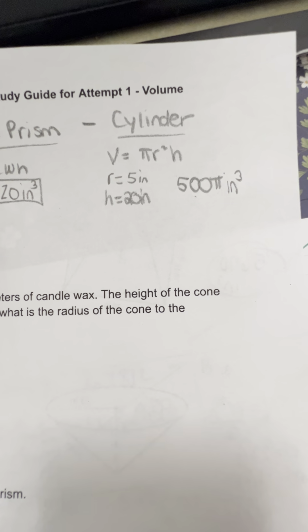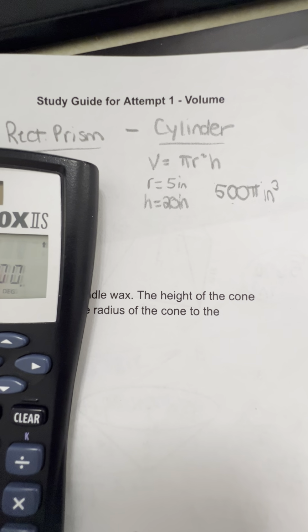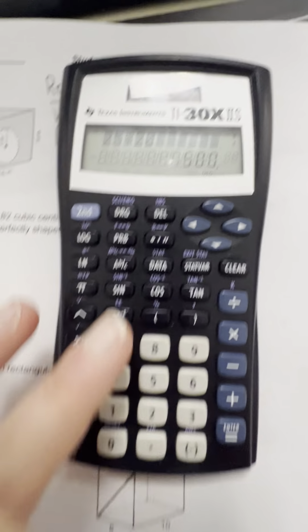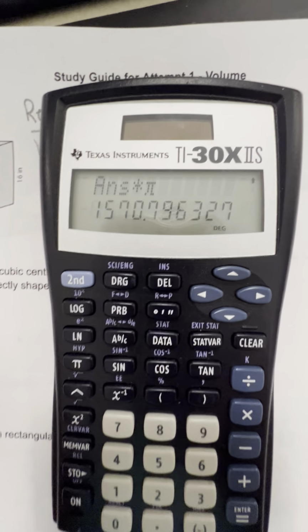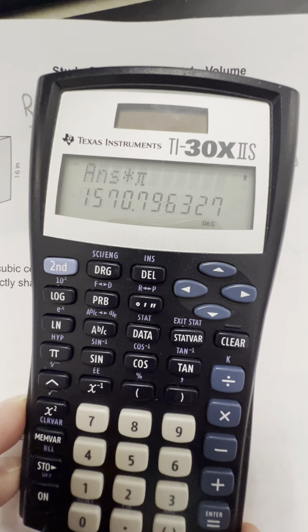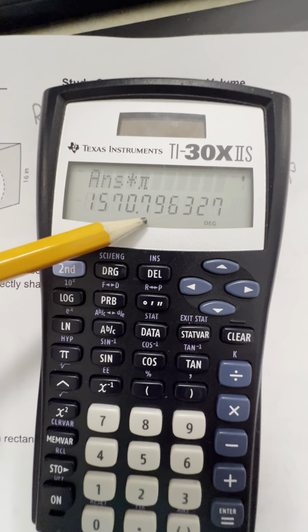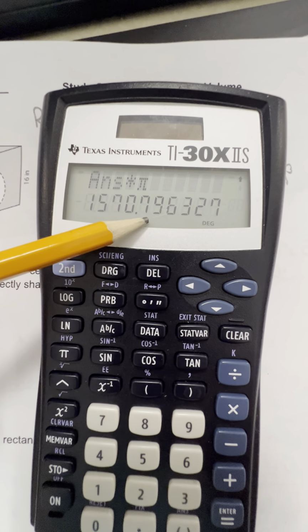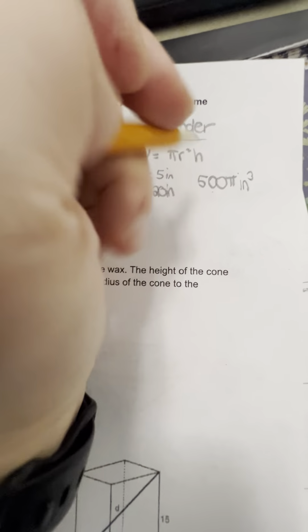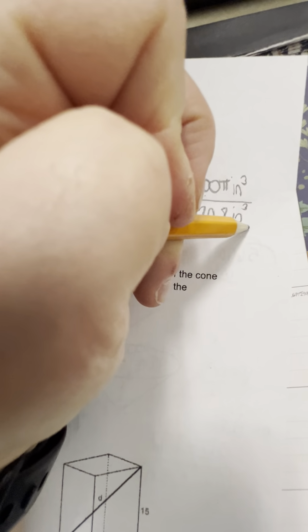Now, obviously, we need the approximate size so we can subtract it from the rectangle. So what I'm going to do is take 500. I'm going to hit times the pi button right here. Hit equals, and you get an approximate answer of 1,570. We round to the nearest tenth, or I do. So I have 0.7. Now we look at the 9. The 9 is going to make that 7 round up to an 8. So we're going to have 1570.8, and this is going to be inches cubed for the cylinder.